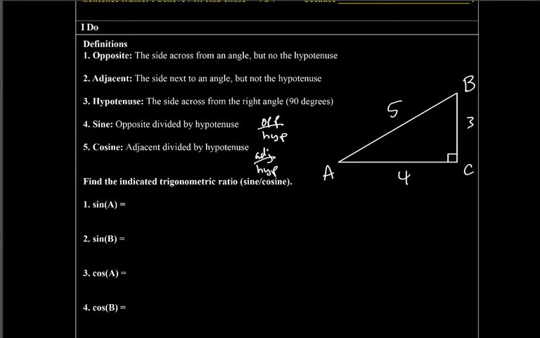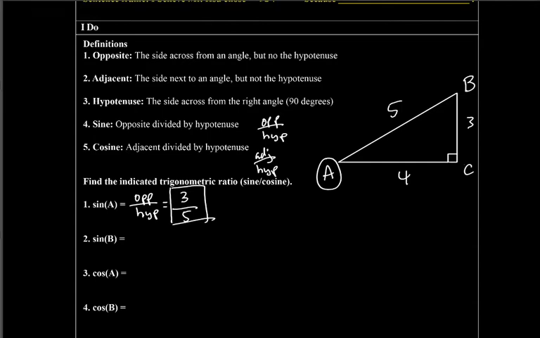Sine of A. If we're looking at A, we're going to find the sine of this. You always want to first write opposite over hypotenuse for sine. So the opposite of A is 3. The hypotenuse is 5, because remember that is across from the right angle. So it equals 3 over 5. Leave it exactly like that. That's perfectly fine.